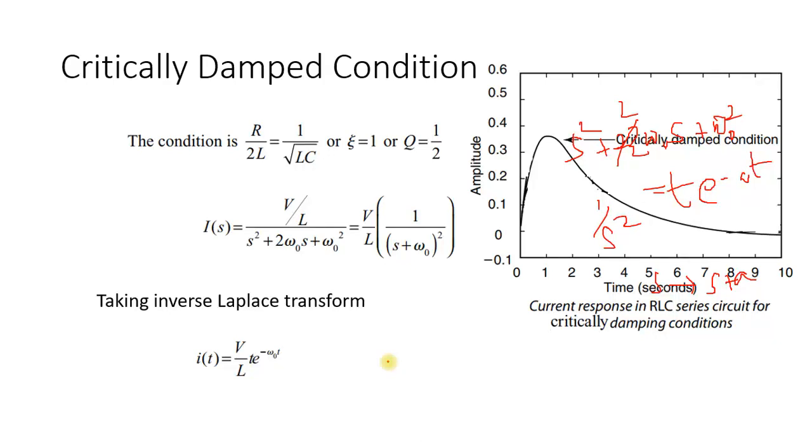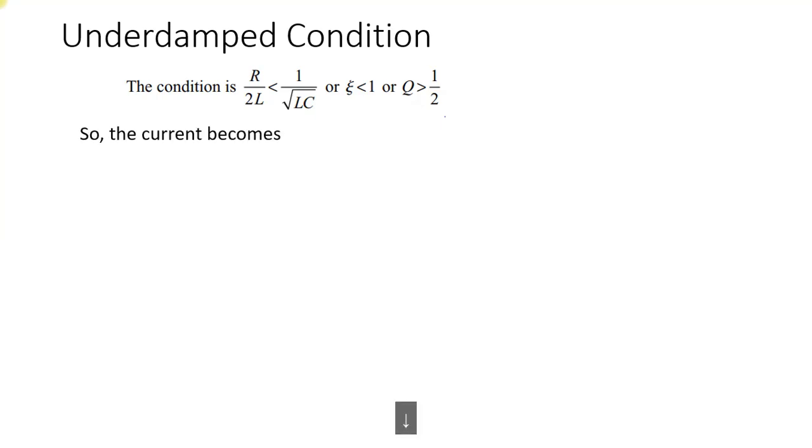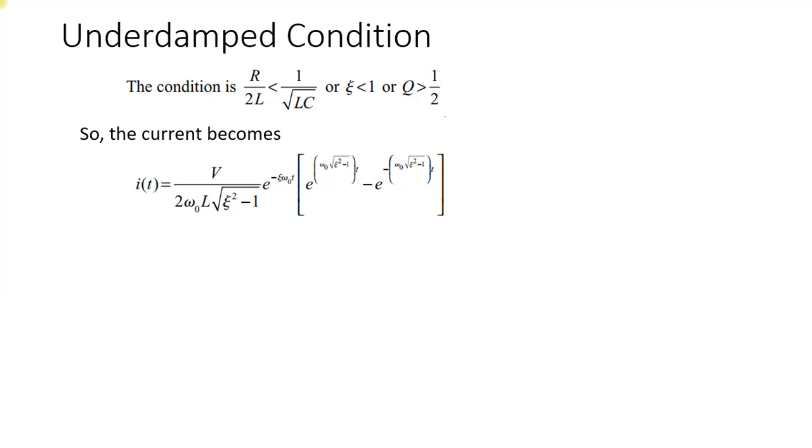On the last condition we go to see about the underdamped condition. Here the zeta value is less than 1 and the quality factor is greater than 1 by 2. So the current should look like this. This is the general expression. Here zeta square is less than 1. So if the zeta value is put here, then the imaginary term definitely will be present here. Similarly, the imaginary term is definitely present here because it is less than 1.